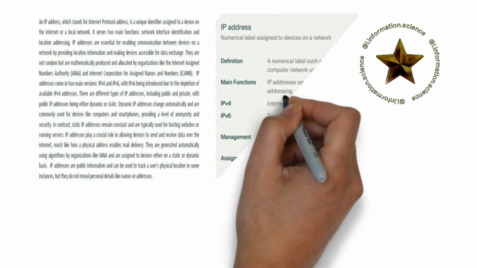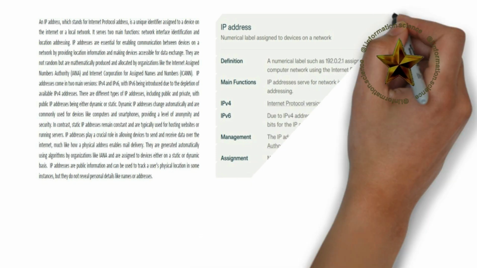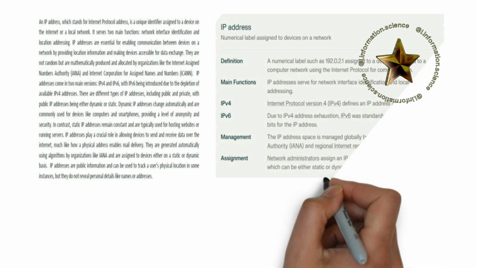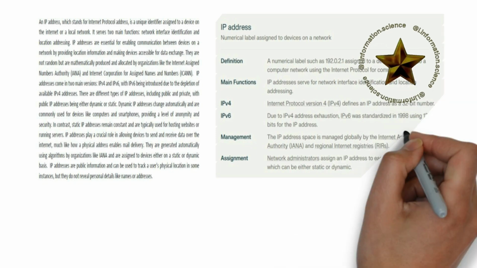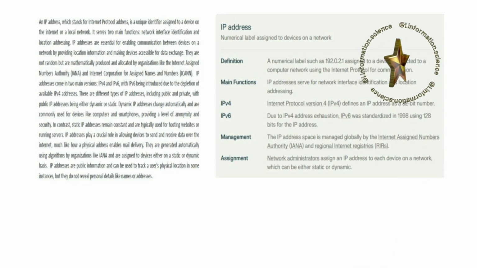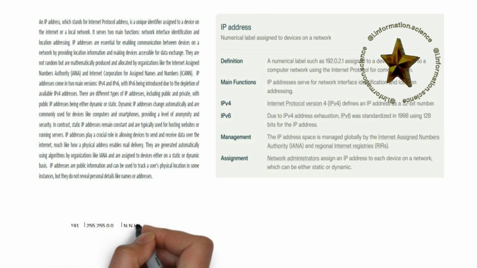IP addresses are essential for enabling communication between devices on a network by providing location information and making devices accessible for data exchange. They are not random but are mathematically produced and allocated by organizations like the Internet Assigned Numbers Authority, IANA, and the Internet Corporation for Assigned Names and Numbers, ICANN.